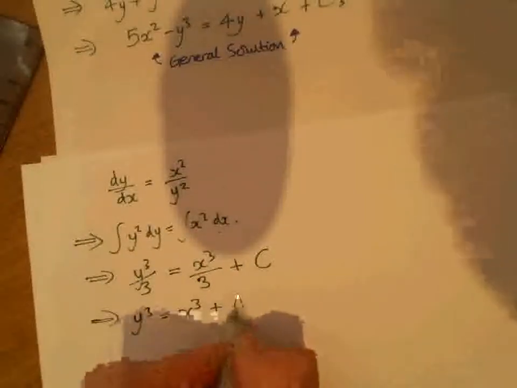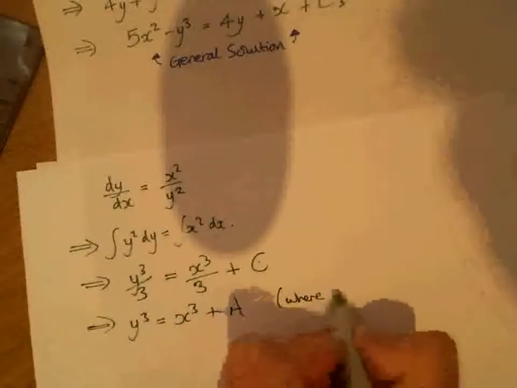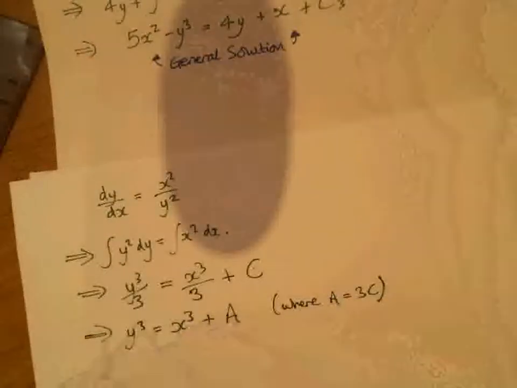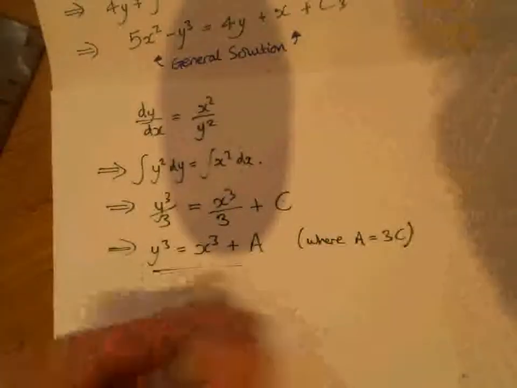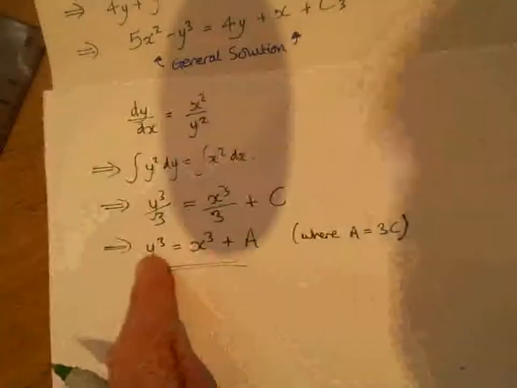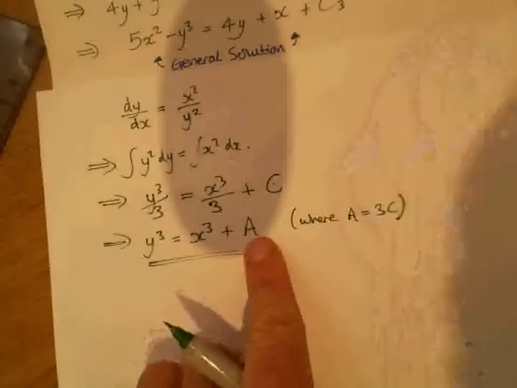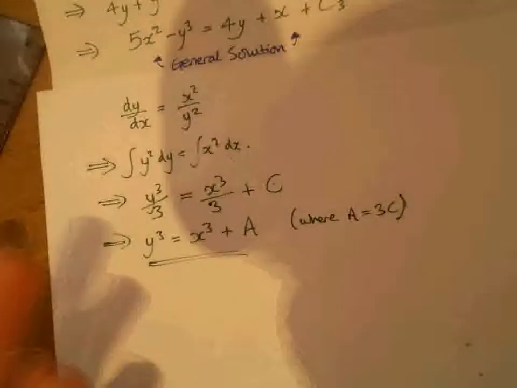I can either put 3c or I can put a different letter and just, as long as I'm aware perhaps that a equals 3c. It's dependent on the situation as to whether that's more convenient or less convenient. And there's my general solution once again. Again, I'd need to know what x and y were in this specific case if I were to find out the value of this constant.